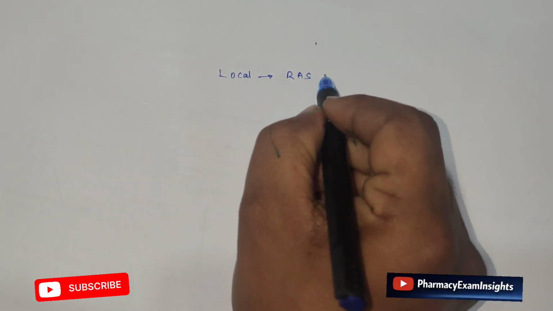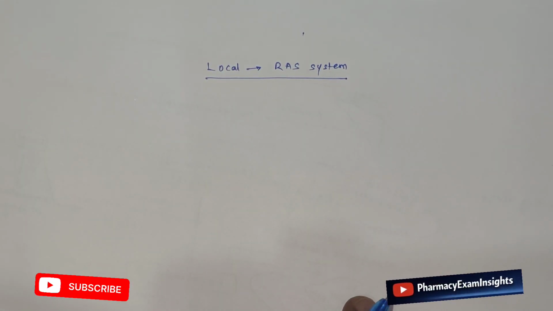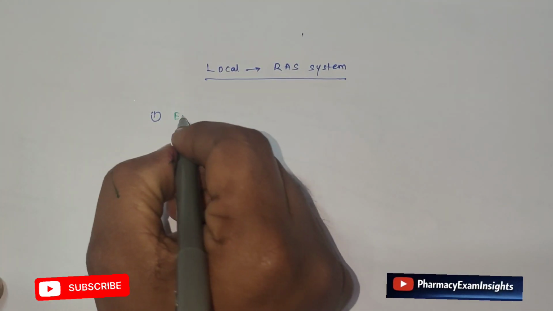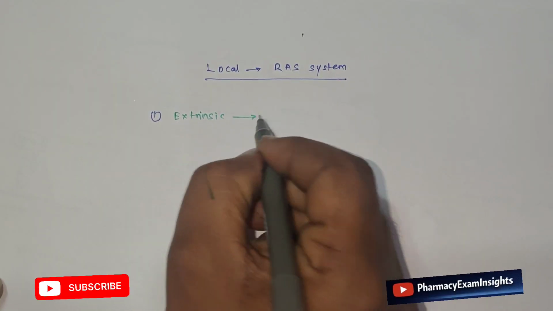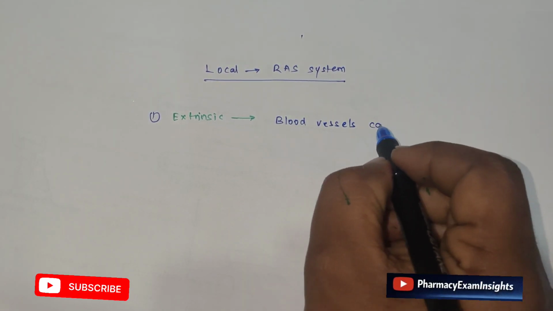Now coming to the types of renin angiotensin systems. First one is circulating renin angiotensin system and second one is local renin angiotensin system. Again, in local there are two types: one is extrinsic and the second one is intrinsic. Now coming to the local renin angiotensin system.